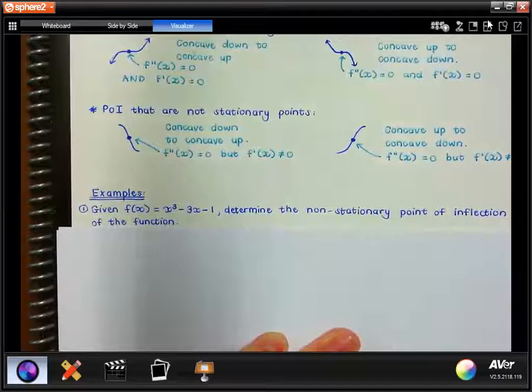Make that equal to 0 and get that point. So do that on your own, please. Then we're just going to double check whether it is in fact a non-stationary point of inflection because they are being specific here.